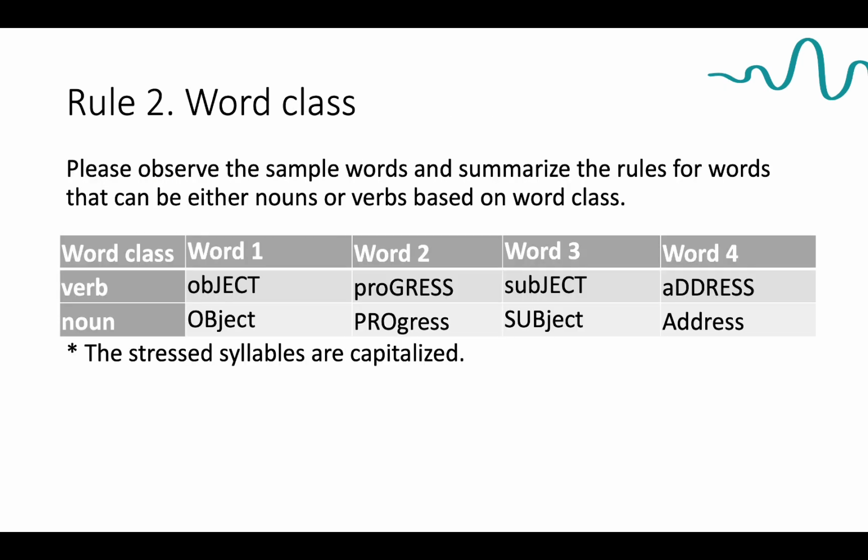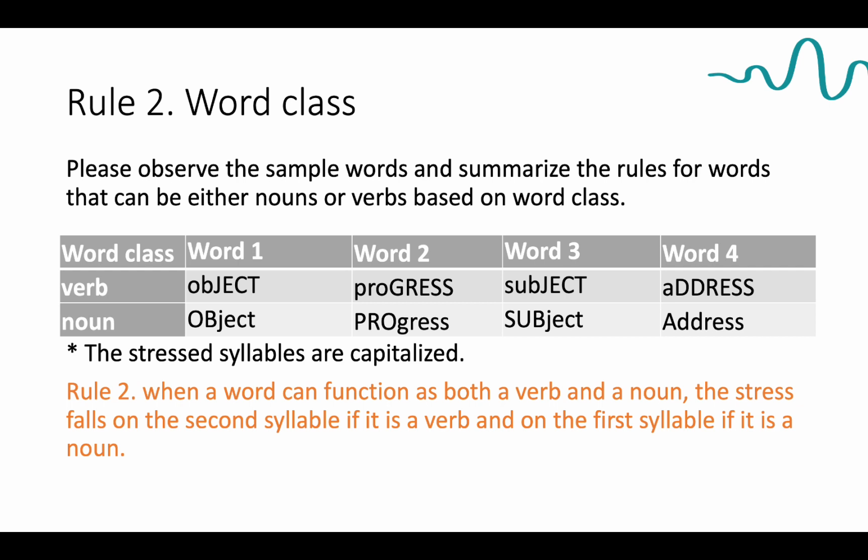The second main rule concerns word class. In English, some words, typically 2-syllable words, can function as both nouns and verbs, and the word stress pattern can differ depending on word class. Normally, when they function as verbs, the second syllable is stressed, for example, obJECT. First syllable is stressed when they function as nouns, for example, OBject.